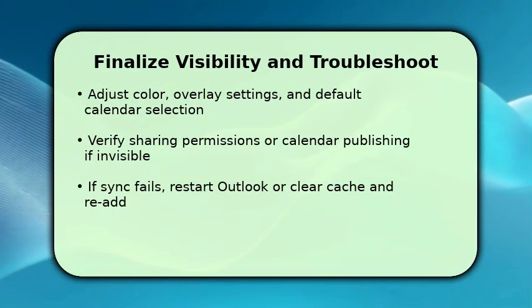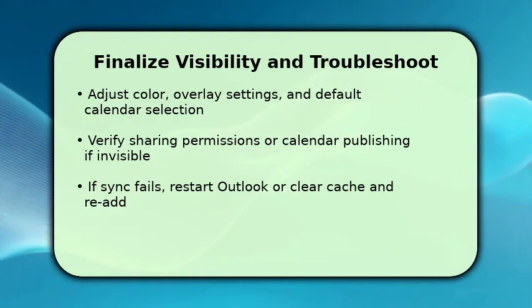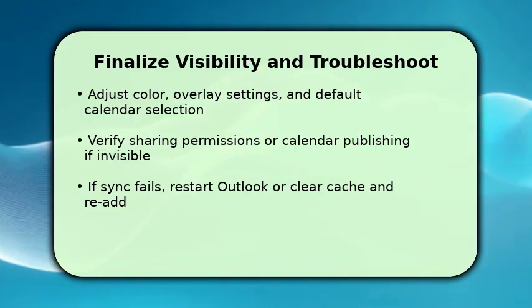Finish by tuning visibility. Pick a distinct color, set overlay if desired, and make the calendar your default for new events only if needed. If a calendar still won't appear, verify sharing permissions or whether it's published publicly. Lack of permission is the most common blocker.